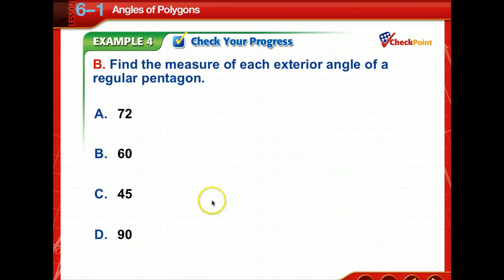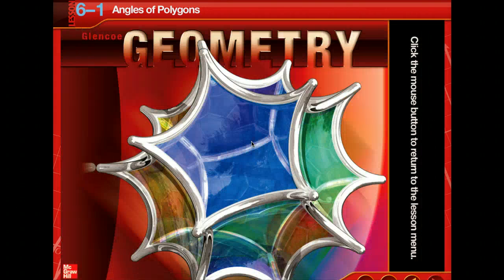So time for us to find the measure of each exterior angle of a regular pentagon. Let's pause for a moment, then come back and check your answer. Okay, do you remember a pentagon has 5 sides? So 5n is equal to 360, so n is equal to 72. Very good, so you're ready to begin your assignment.